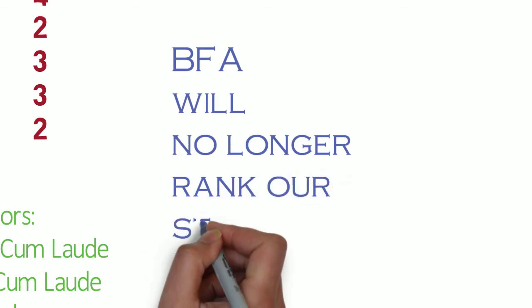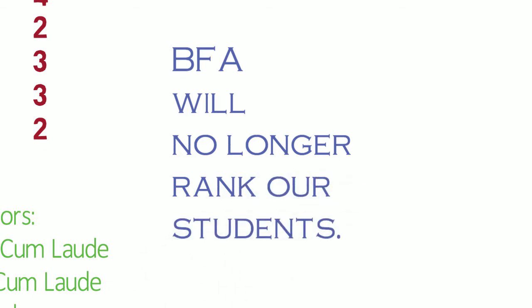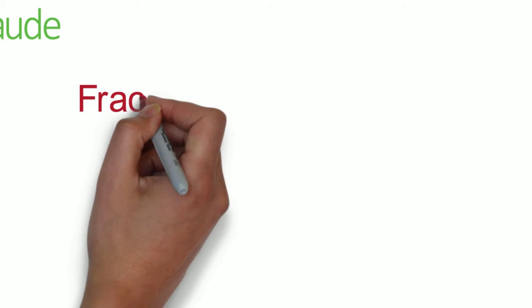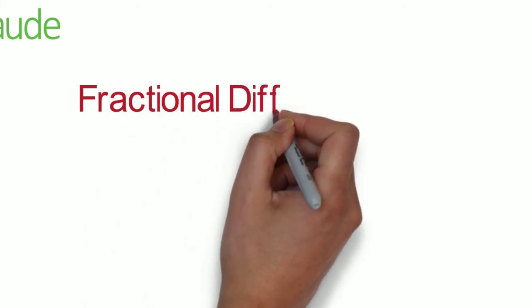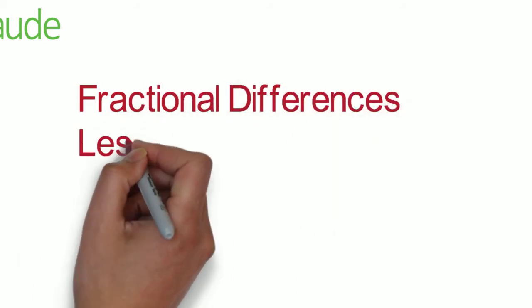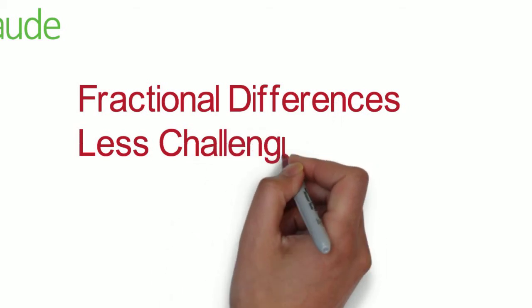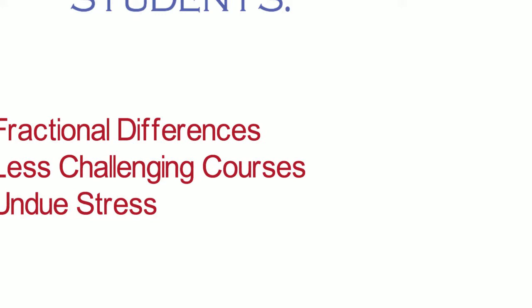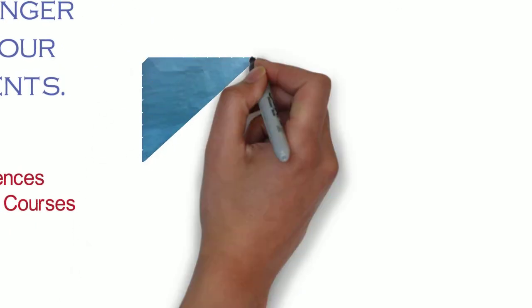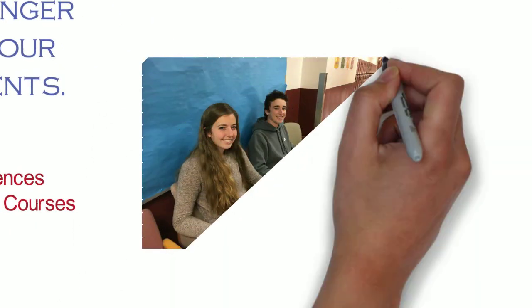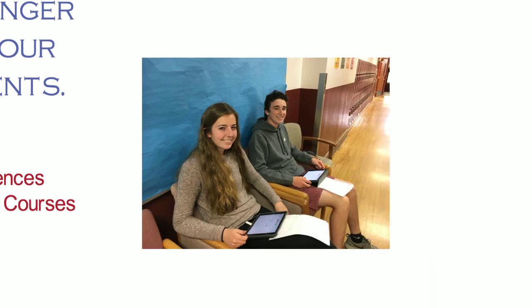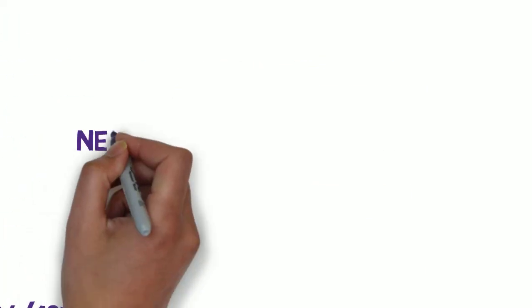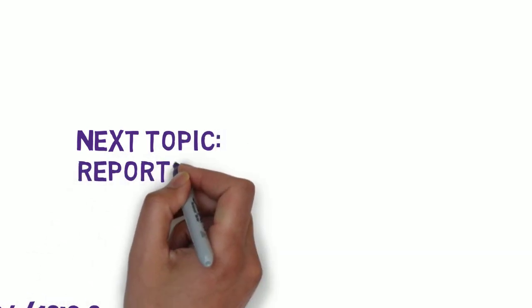There are several disadvantages to reporting class rank, including allowing fractional differences in GPA to determine honors, the potential for students to select less challenging courses to protect their GPA, and the added stress associated with the consistent effort to be on top. Our goal is to recognize as many of our students as are deserving based on their achievements at BFA. Our next video will describe our plans to report student progress at BFA.